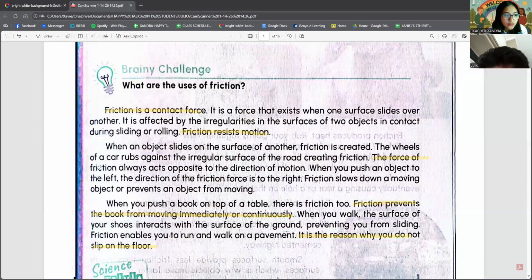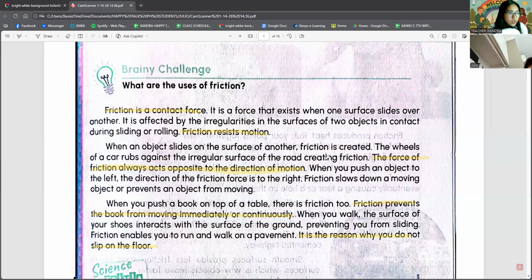The force of friction always acts opposite to the direction of motion. So if you push something to the left, the friction pushes it to the right. If you slide something forward, friction pulls it backward. It's like the friction saying, hey, slow down. So friction always goes in the opposite direction of movement.